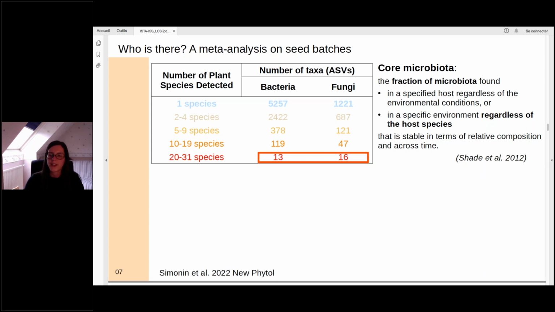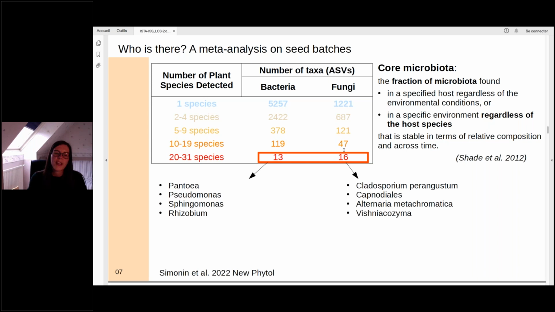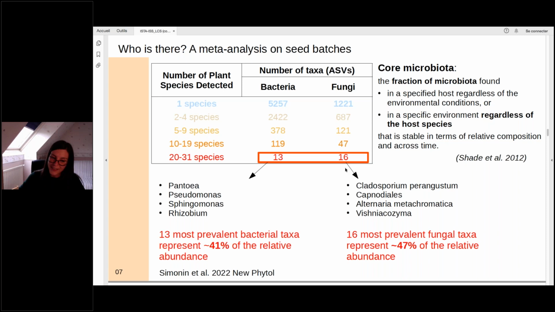And they are stable in terms of relative composition and across time. So here, for those 13 bacteria and 16 fungi that are found in many different plant species, who are there? For bacteria, it's mainly Pantoea, Pseudomonas, Sphingomonas, and Rhizobium. For fungi, it's Cladosporium, Epicoccum, Alternaria, and Vishniacozyma. But that does not tell us about how many, which proportion of the microbiota they represent. So let's have a look at that.